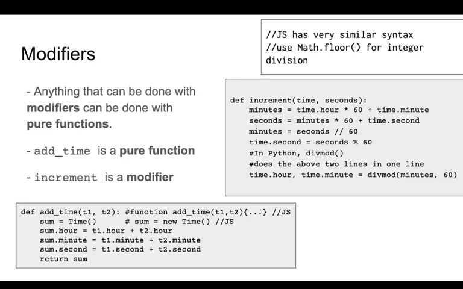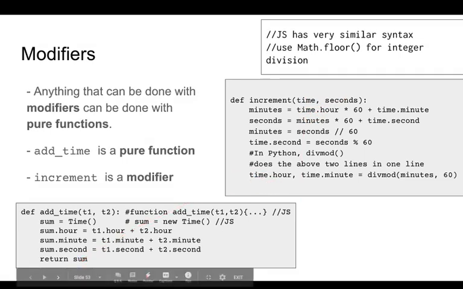Anything that can be done with modifiers can be done with pure functions. So here's a side-by-side comparison. The add time is a pure function. It creates a new object and returns that object. It doesn't modify any of its given parameters, given arguments. The increment function is a modifier because it changes the time object. It adds on these seconds, and your original object or state has been changed through the use of this function. And also it doesn't return anything down here, whereas this one does.